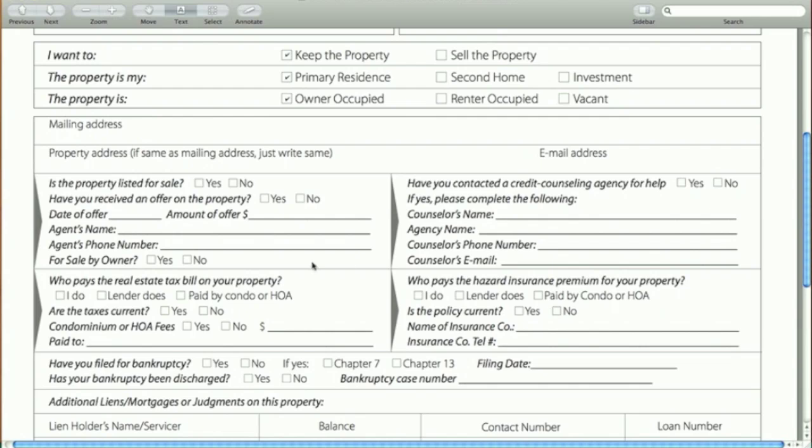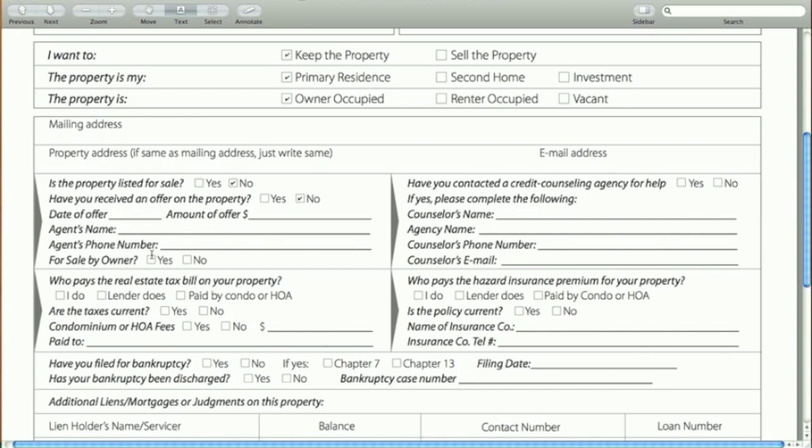Now, here's some information I think is super important. Is the property listed for sale? Hopefully it's not, because if it is, they're probably going to ask you to cancel that listing, or they may not lean towards a mod. It may lean more towards doing a short sale with you. So if your property is not for sale, you click no on here.